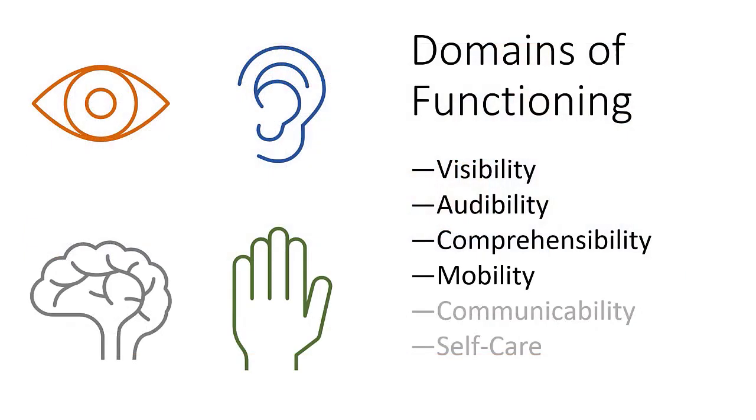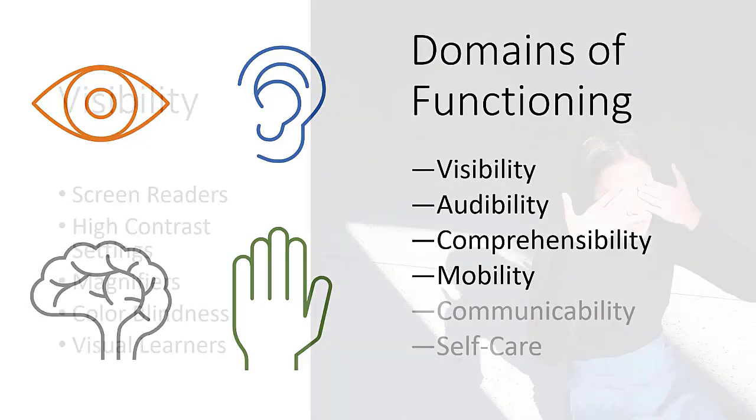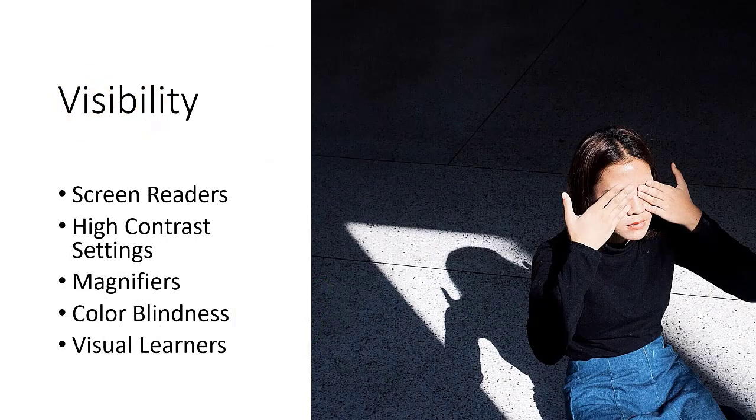When we're crafting our documents, the main things we want to consider are going to be the domains of functioning. Now, there are actually 6 domains of functioning, but for our purposes, we'll only be talking about 4: visibility, audibility, comprehensibility, and mobility. When we're talking about visibility, we want to take into account folks who'll be using screen readers. They might be using high contrast settings for our low vision persons or magnifiers. We also want to consider color blindness. And then another thing that you might not think about is being aware that some people are visual learners.